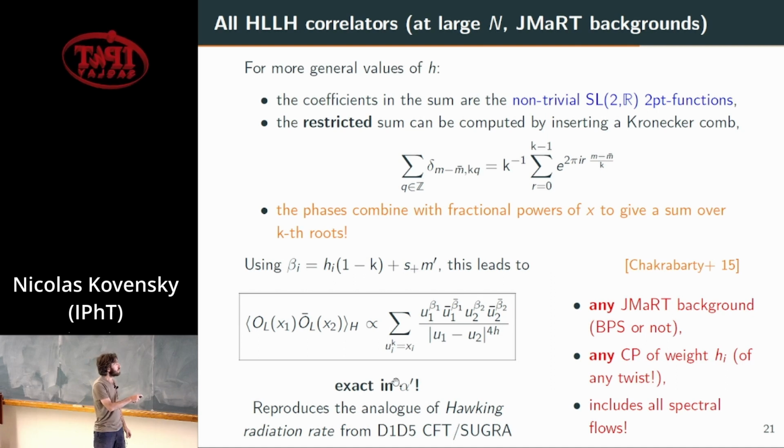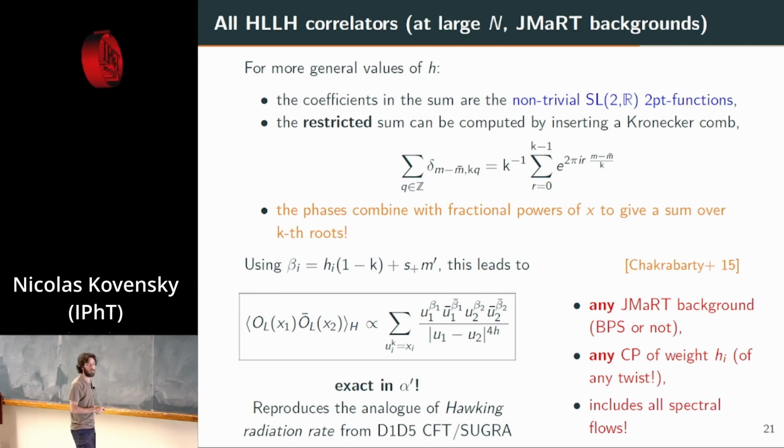So all of these results are exact in alpha prime. All of these results work for any J-Mart background, any chiral primary, and also, as Andrea was asking me the other day, everything I've done here can be done for the spectrally flowed cases. Not everything can easily be generalized, but the message here is that even when you have spectral flows, and this is going to be true for higher point functions, not only two-point functions, you take the vacuum two-point function, and then you do this procedure. You add some factors, and you sum over the roots of the insertion points.